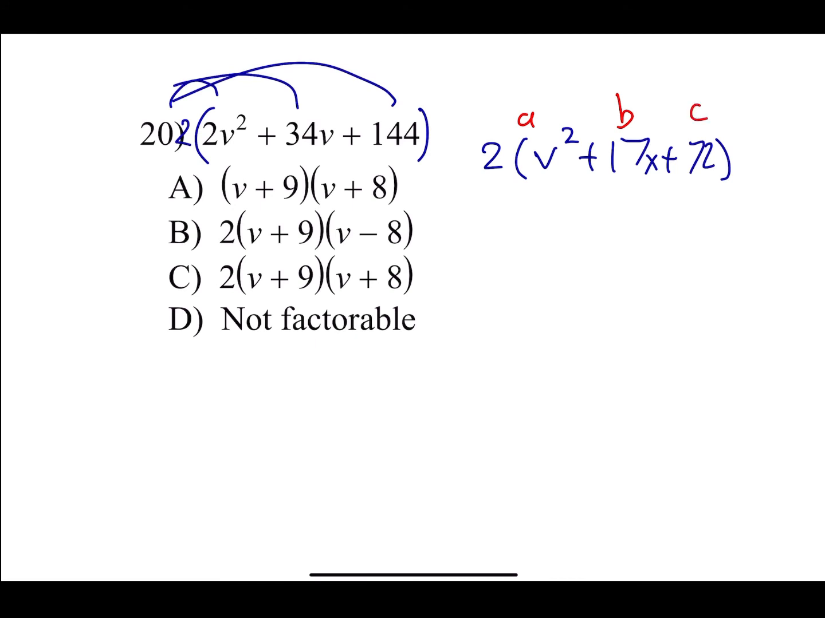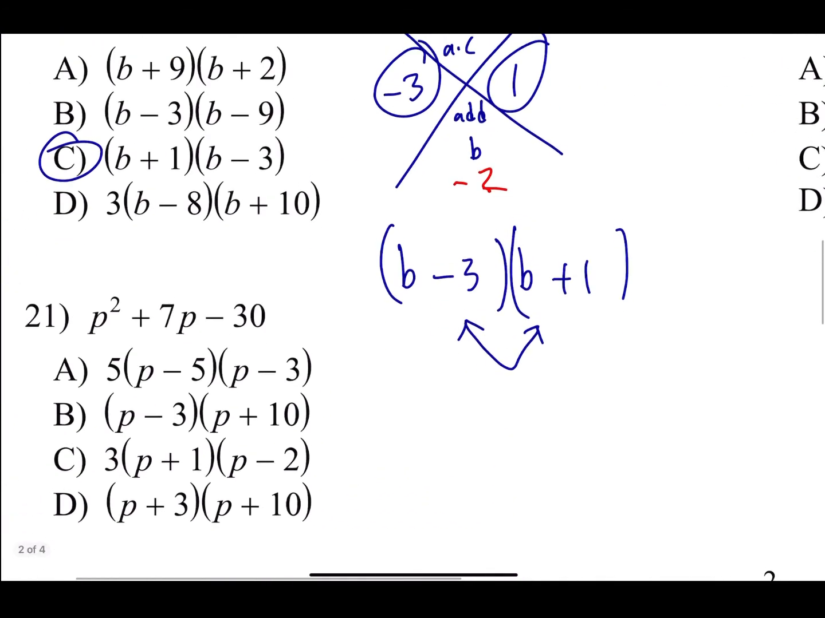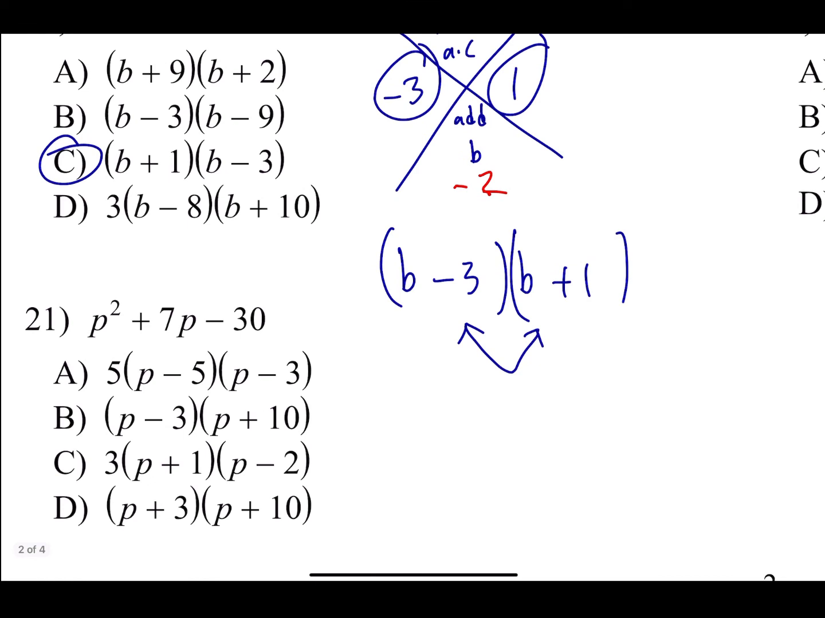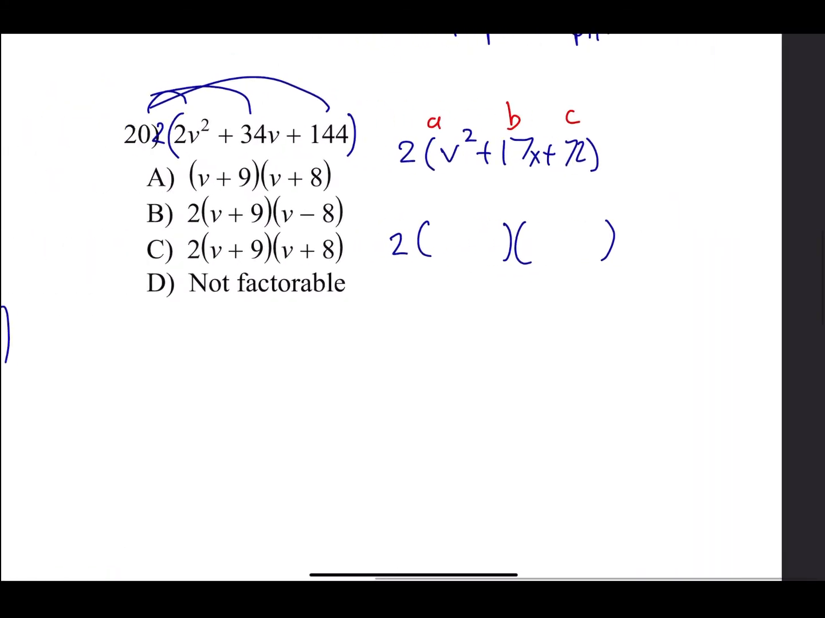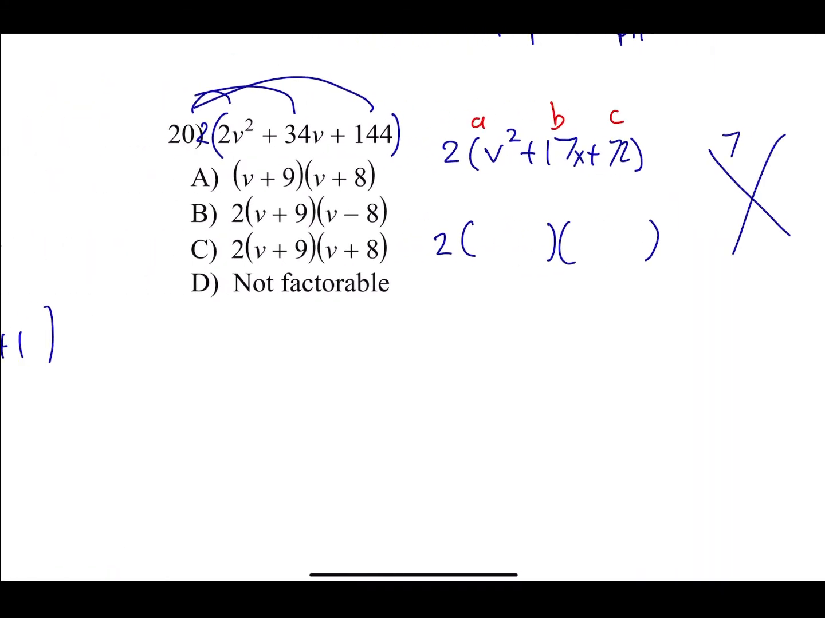And if A is 1, we could skip ahead and not do any shortcut or weird thing and just write the variable and the variable. That's always what we want to have happen. The 2 just tags along for the ride. So we're going to get 2 times 2 extra parentheses. So 2 numbers that multiply to 72, but add to 17. I bet that's 9 and 8. 9 times 8, 9 plus 8. So V plus 9, V plus 8 is our answer.